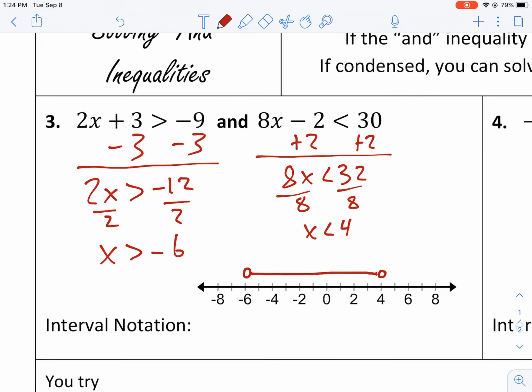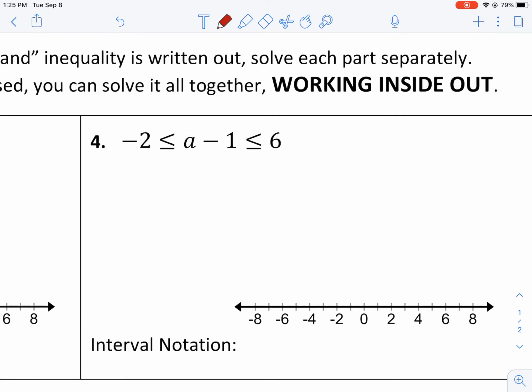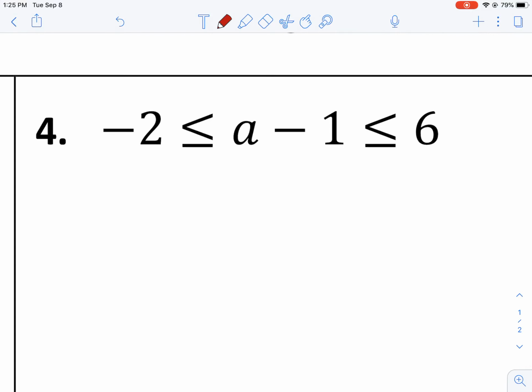Okay, and so in interval notation, we're starting at -6, parentheses, because we have an open dot, and then we're ending at 4, parentheses again. So this is saying all the numbers from -6 to 4, which is the same thing that's represented on our line. So the other way to do this would be with a compound inequality like this, a true compound inequality. And when you solve this, you're solving both sides at the same time.